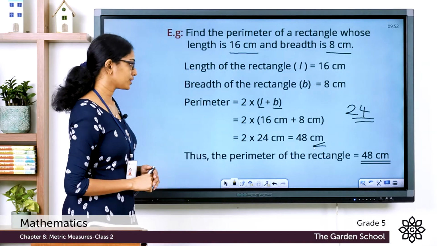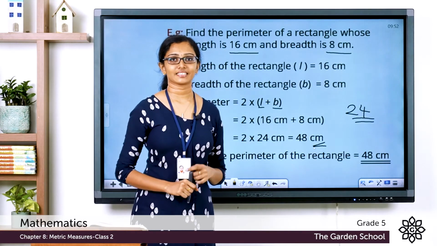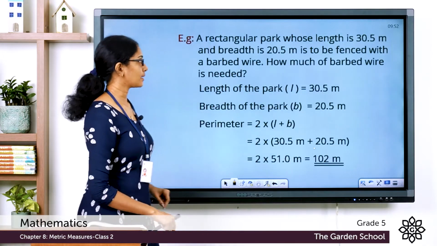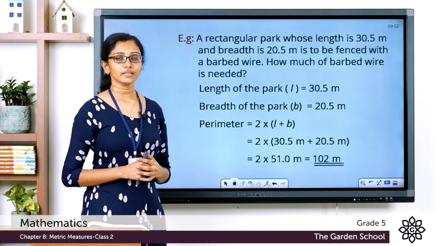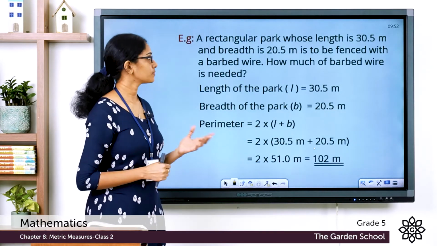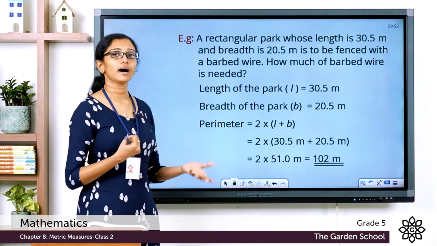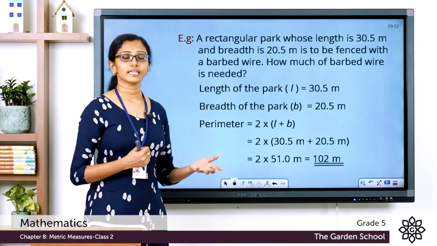So, the perimeter of this rectangle is equal to 48 centimeters. Clear? Now, we will see one more example. A rectangular park whose length is 30.5 meter and breadth is 20.5 meter is to be fenced with a barbed wire. How much barbed wire is needed?